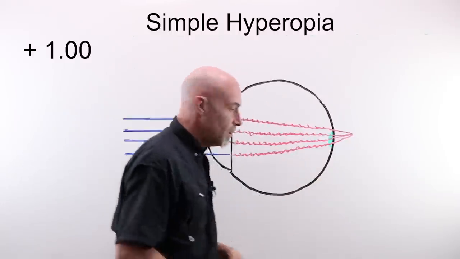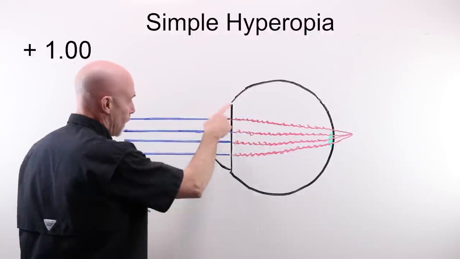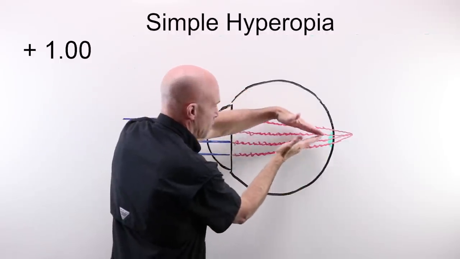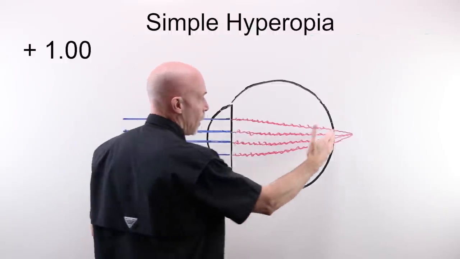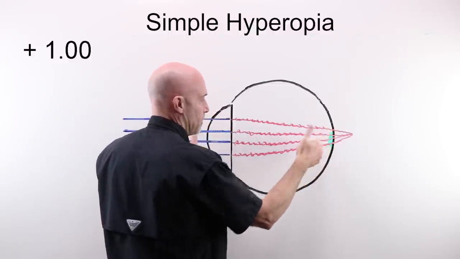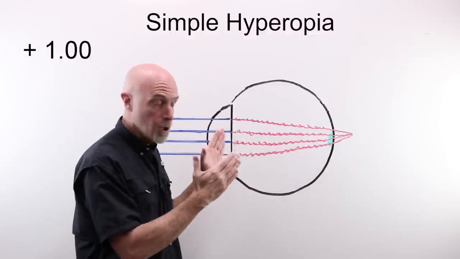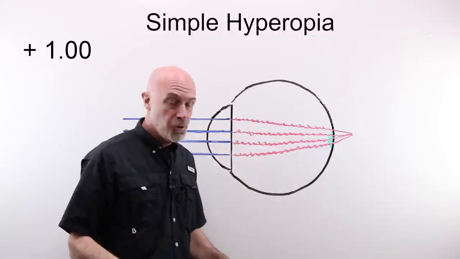Why does this occur? Kind of the opposite of the myopia situation. Our cornea might be a little shallow, so it's not bringing them in, converging them early enough so that they hit where they need to be. Our eyeball may be a little bit short. The retina, the fovea in relationship to where the light enters the eye is a little bit closer. Or, of course, a combination of those two.